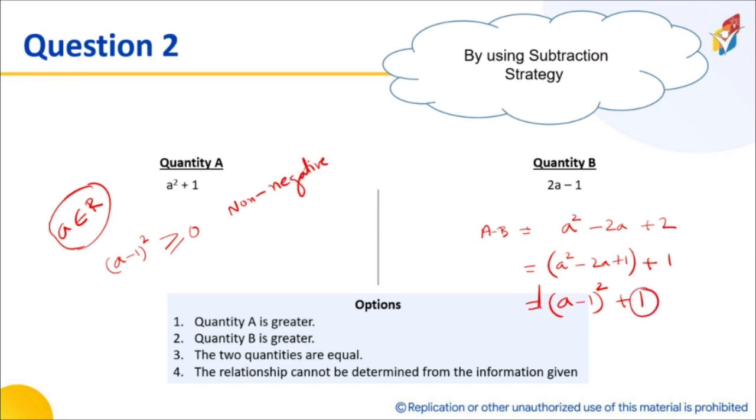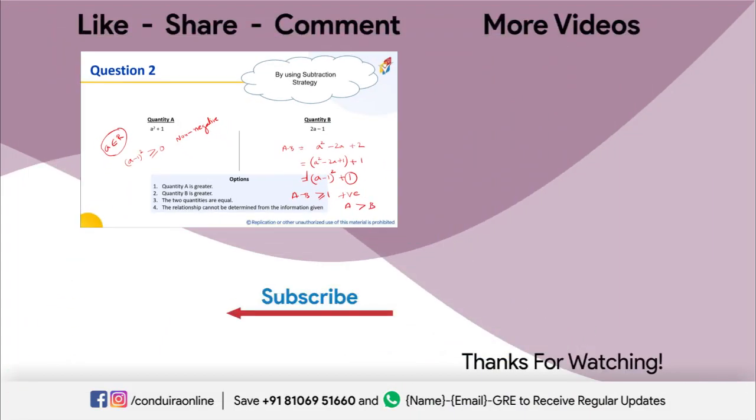When I add extra 1 to it, you know that a minus b is greater than or equal to 1. Is that positive? Of course it is positive. If it is greater than or equal to 0, you can't be so sure. But if it is greater than or equal to 1, you can be fully sure. So with this, we can conclude that a minus b is positive, or a is greater than b directly. So you will mark the answer as option 1. This is an example of using the subtraction strategy to get our answer.